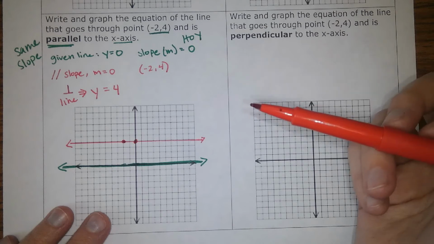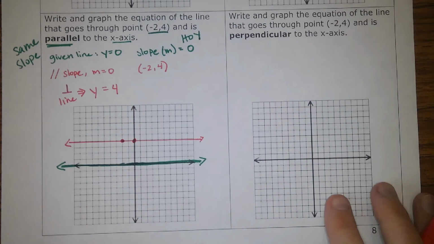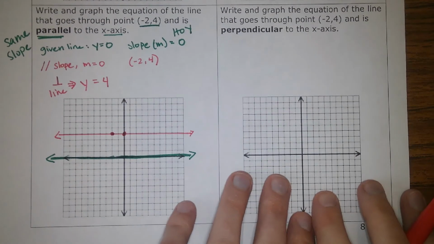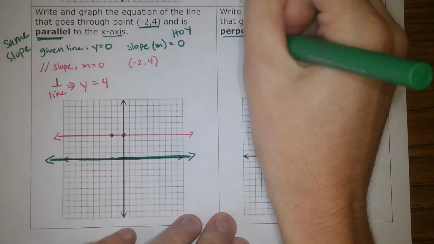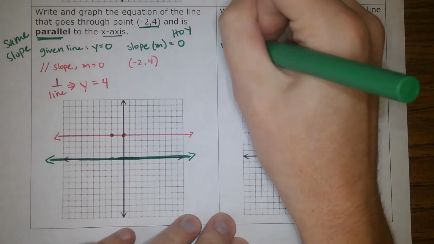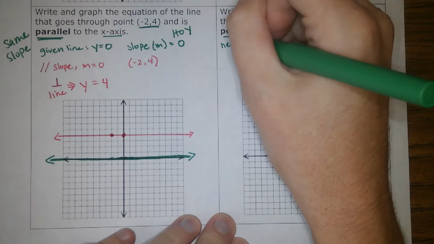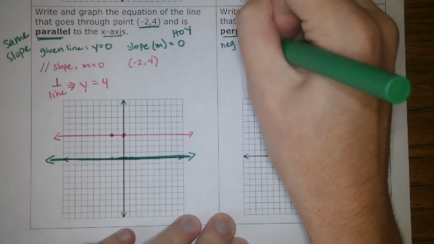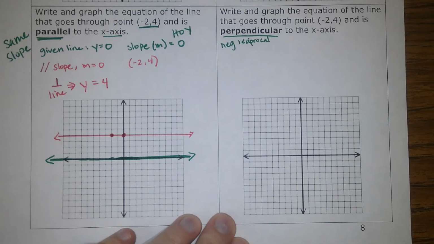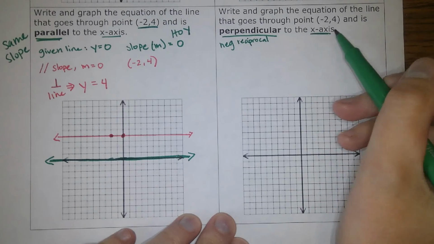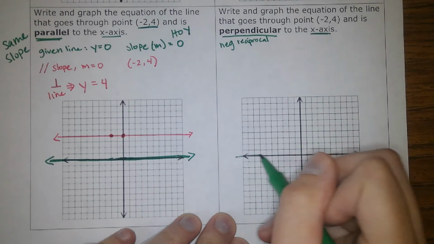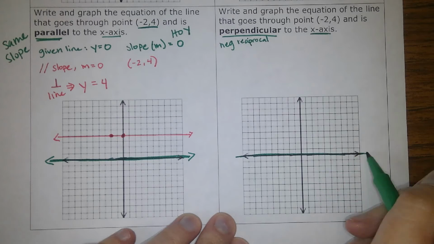Now we're going to do the same thing, but over on this side, we're going to write and graph the equation that goes through this same exact point, but now it's going to be perpendicular to the x-axis. So now, since it's perpendicular, we know the slope will be a negative reciprocal, okay? But this gets a little messy with our horizontal and vertical lines. So let's think about this. Remember what we said, the equation for the line on the x-axis is y equals 0.